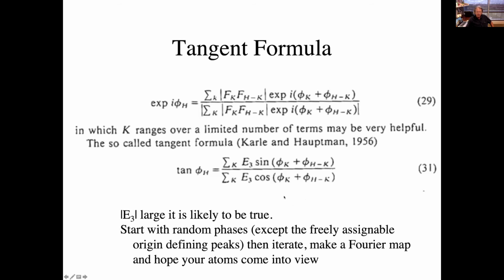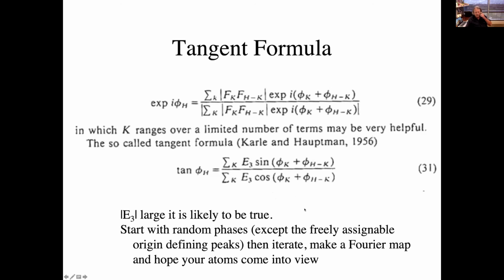And so usually you can pick 2, 3 phases that only set the origin for your particular space group. And then you start applying this formula to expand out an initial set of random phases, correcting them by the tangent formula. The very strong structure factor amplitudes will tend to drive this set to a more accurate set of phases than the random ones. It goes to some convergence. When it converges, you make a Fourier map and hope your atoms come into view.